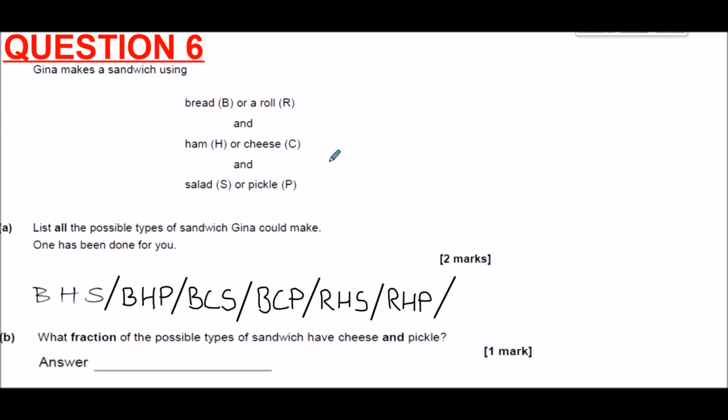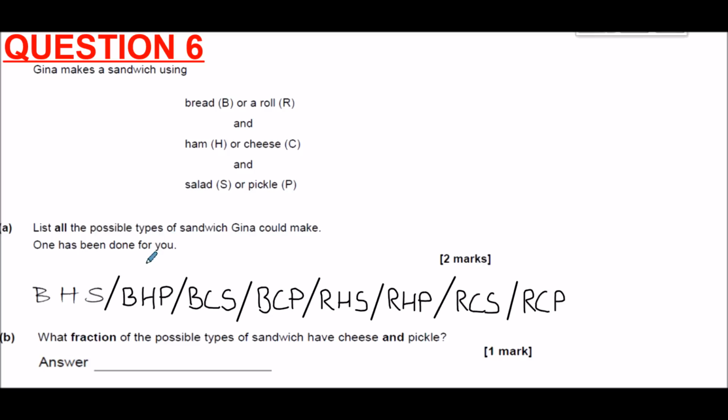Now we can do roll and cheese. So roll, cheese, salad, and finally the other option is roll, cheese and pickle. So there's actually 8 different combinations there. One that's been given to us, plus another 7 which you have to find.